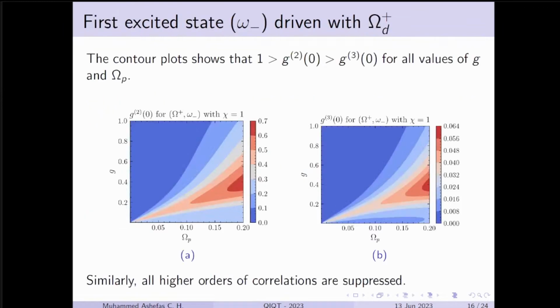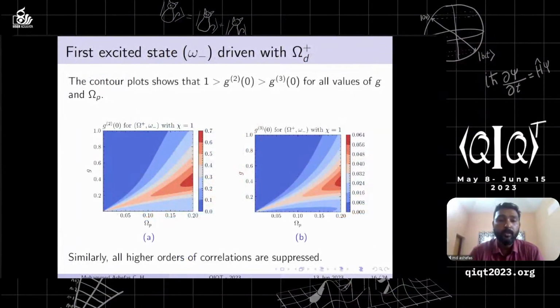The first excited state omega minus is driven with omega d plus, and we have plotted G2 of 0 and G3 of 0 because we have to compare the different orders of correlation function to verify the photon blockade effect, because G2 of 0 must be less than 1. That's the first thing. Then G3 of 0 must be less than G2 of 0, and so on. So we have plotted G2 of 0, G3 of 0 in this slide, and we have also plotted G4 of 0.